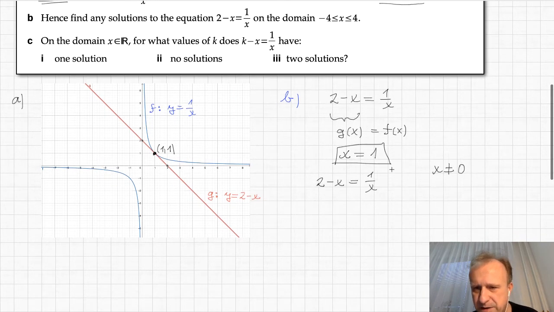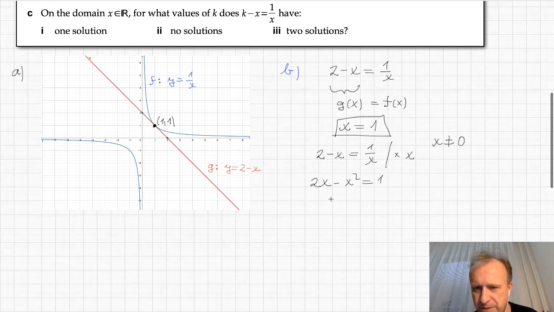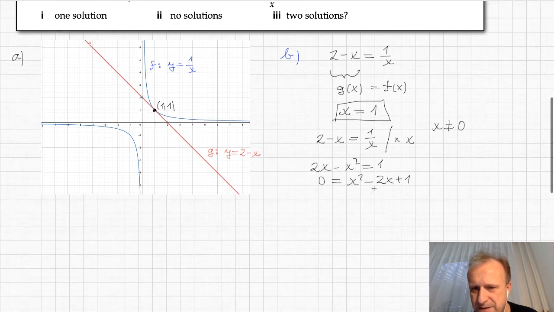And now let me multiply the equation by x, so I get 2x minus x squared equals 1, and then place all the terms on one side. So let me have 0 equals x squared minus 2x plus 1. Okay, you may see that this expression on the right hand side is actually a perfect square. It's x minus 1 all squared. Or I can say it's x minus 1 times x minus 1.